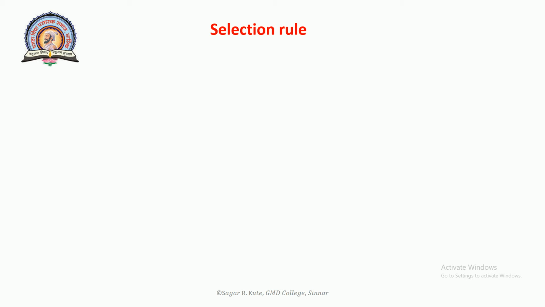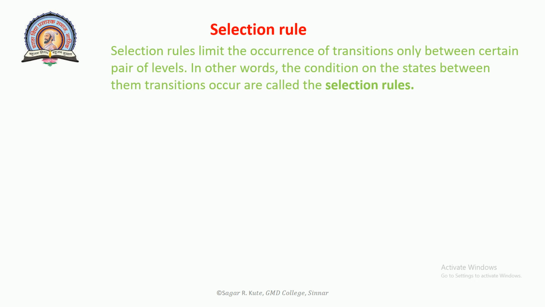Now the next topic is selection rule. Selection rule limits the occurrence of transitions to only certain pairs of levels. In other words, the conditions of states between which transitions occur are called selection rules. Since the transition probability is proportional to the square of C_k(t), the probability of emission or absorption is proportional to the square of the dipole matrix element. As already seen, for an allowed transition, the dipole matrix element mu_kn must be finite.